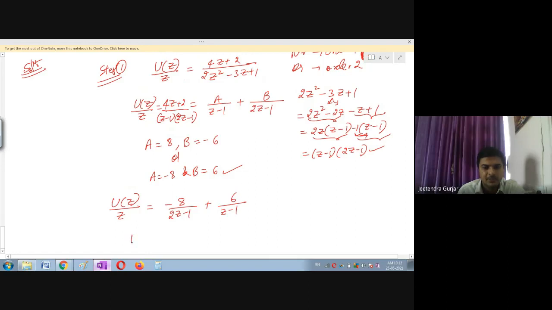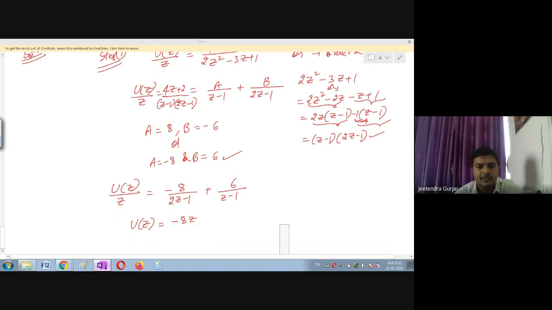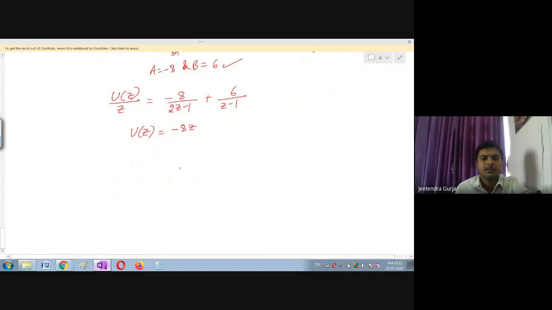Okay, so we'll just simplify. This is u of z is equal to minus 8z, just I will take down. Yes, students. 8z divided by 2z minus 1 plus 6z divided by z minus 1, students. Right? Till here everything is correct, right? Okay. Now you can take the z transform.